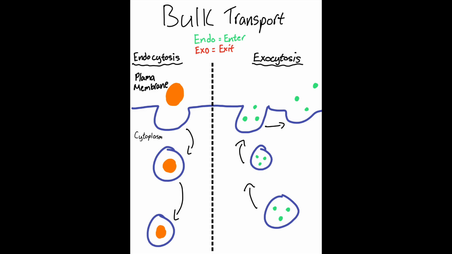And lastly, we have bulk transport. Bulk transport is when the cell uses energy, or ATP, to move large amounts at once. Bulk transport comes in 2 types, endocytosis and exocytosis. Endocytosis is when the cell wraps its membrane around molecules and pulls it inside like a bubble. You could remember this with the prefix endo, which you can think of as entering.